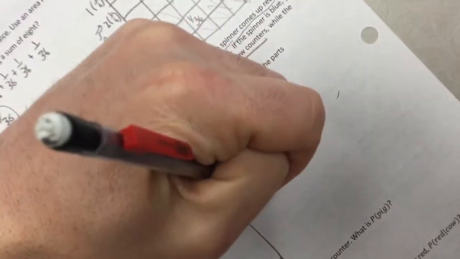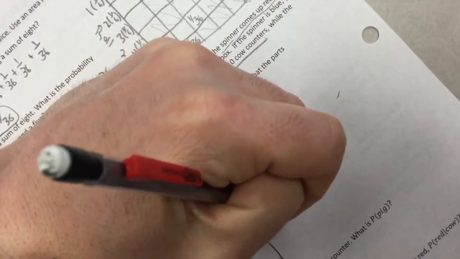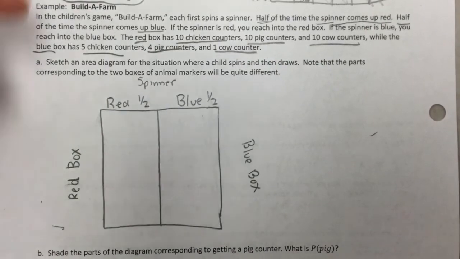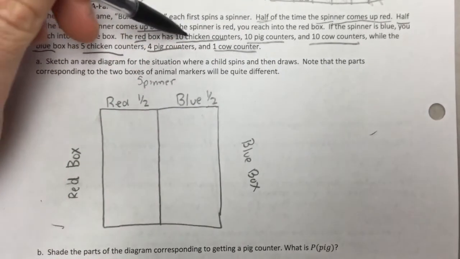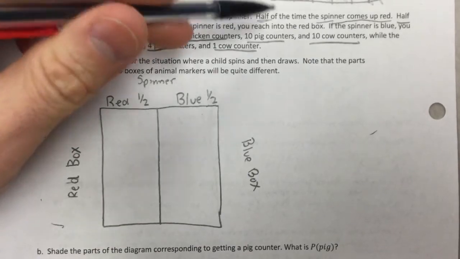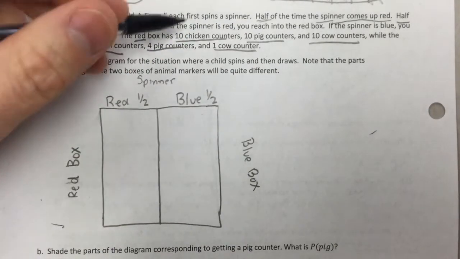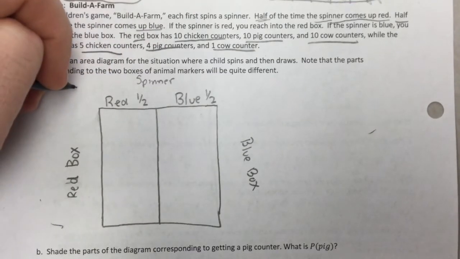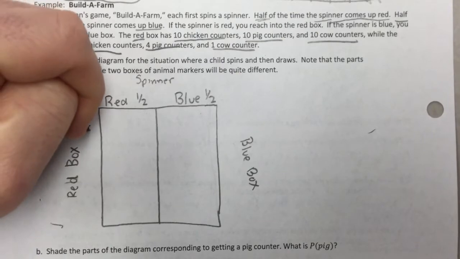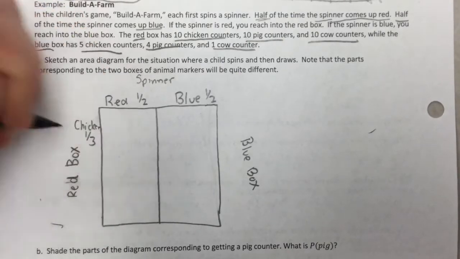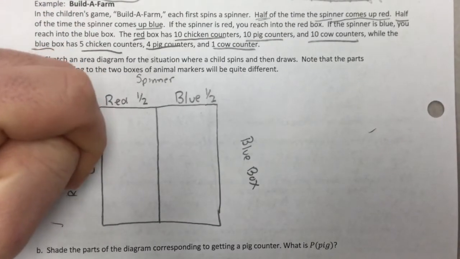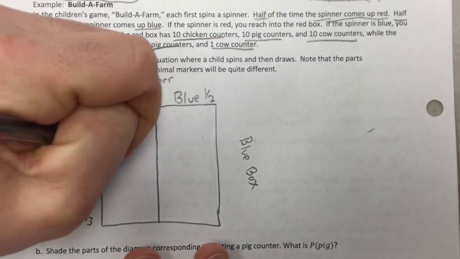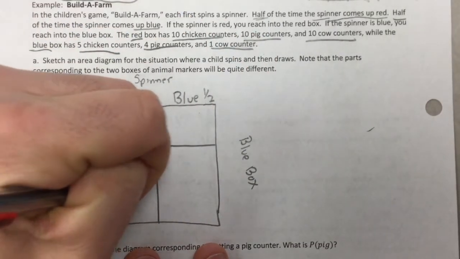And if we have blue, we go in the blue box over here. All right, and we said the red box has 3 different colors. Sorry, chicken, pig, and cow, and they're all 10 out of 30, or 1/3. Okay, 10 out of 30 is 1/3. So I'm going to write chicken is 1/3, pig 1/3, cow 1/3. And I'm going to try and break this into thirds equally.